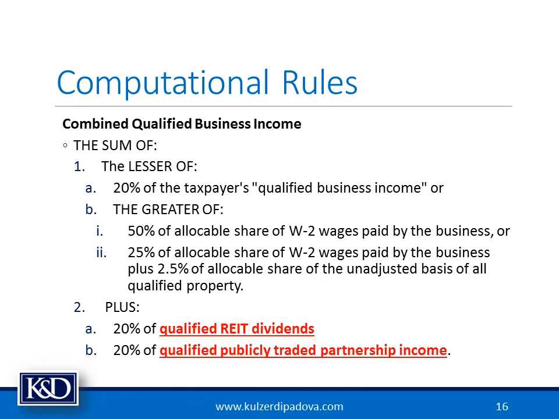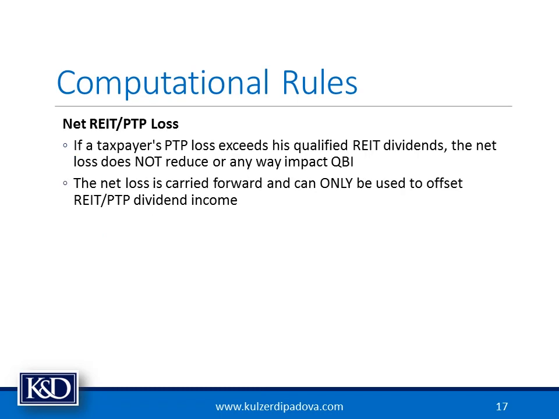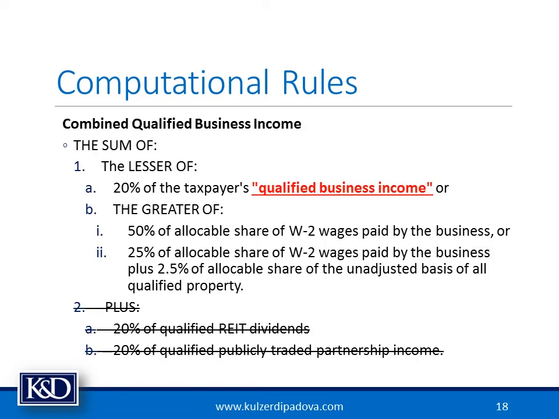Qualified REIT dividends and qualified PTP income. The proposed regs clarified what you do when you have a loss. So if you have a taxpayer whose publicly traded partnership loss exceeds their qualified REIT dividends, the loss isn't going to reduce your QBI deduction, right? Even though it's a sum, you don't count the loss in that sum. You're not going to have a negative adjustment. If you end up with a net loss, you just carry that forward to the next year and use it to reduce any REIT or PTP income in the following year. So if you end up with a net number at the bottom, you just ignore it.